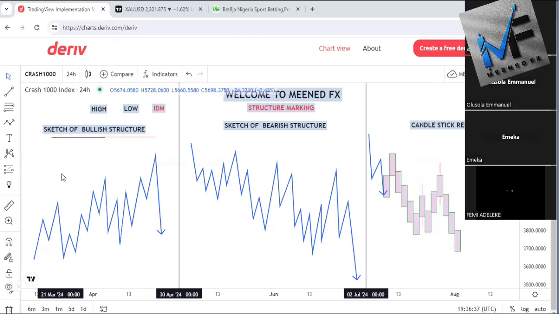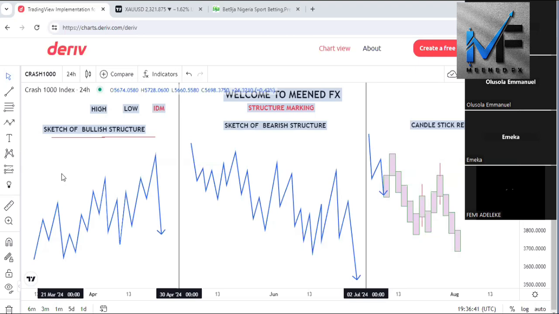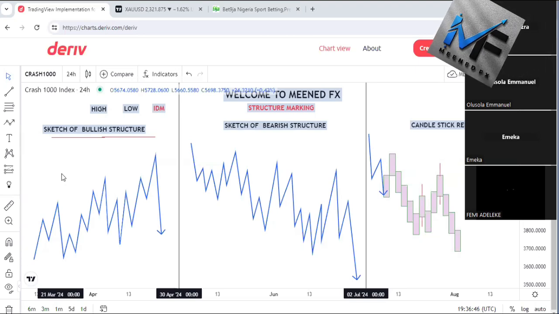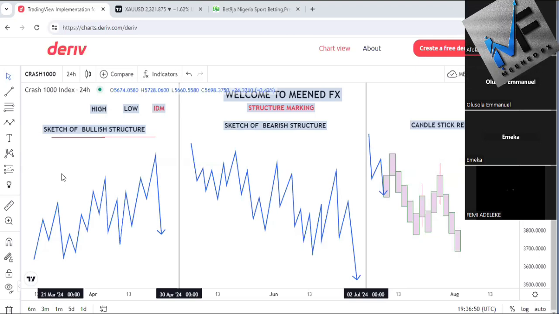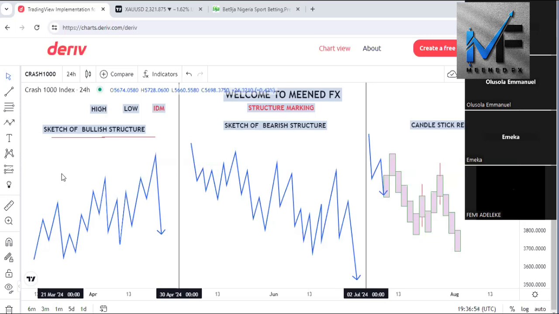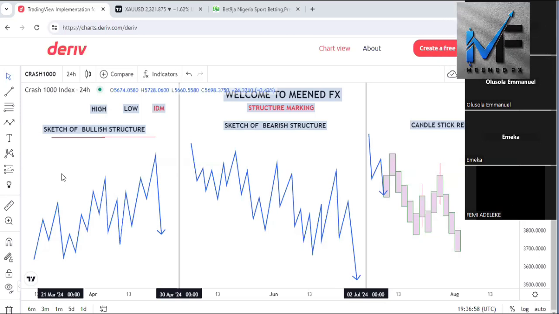For the low to actually be valid in a bullish scenario, I've talked about the high being valid. For the high to be valid, the inducement has to be taken. The same goes for the low. For a low to also be valid, the previous high has to be taken. If a low has to be valid, the previous valid high has to be taken. As simple as that. So let's go to this.